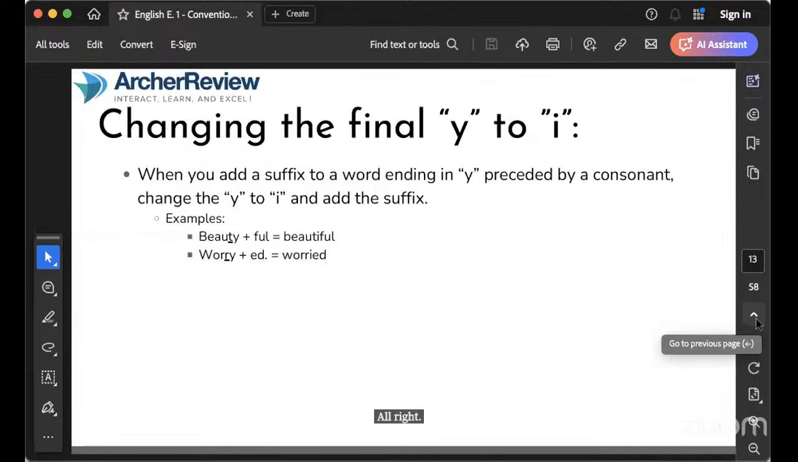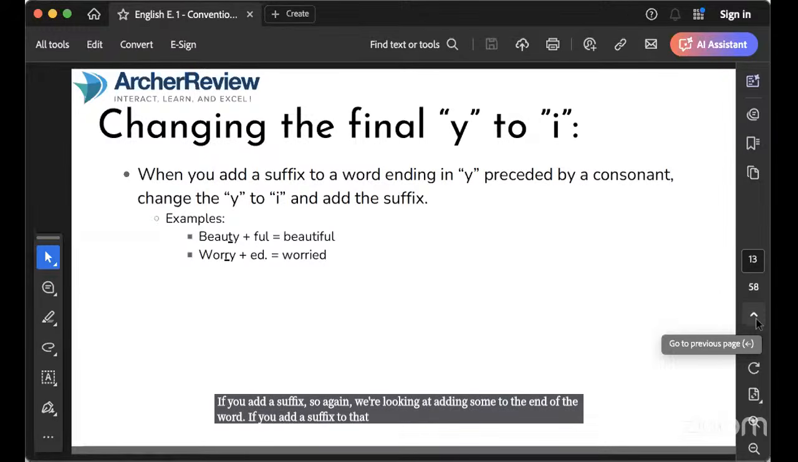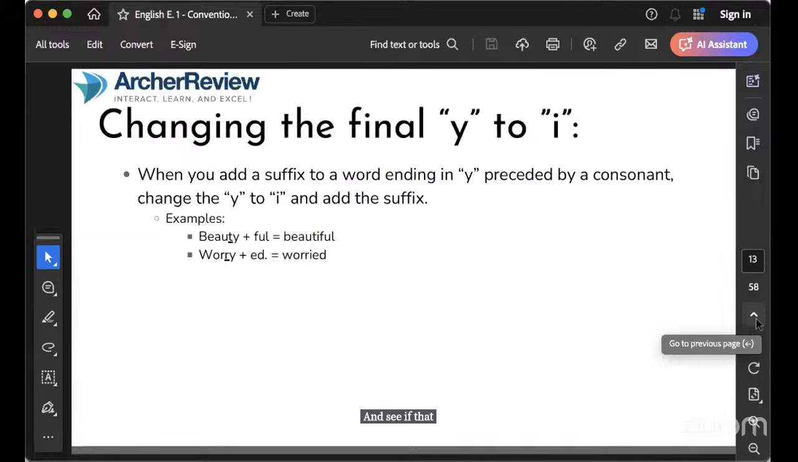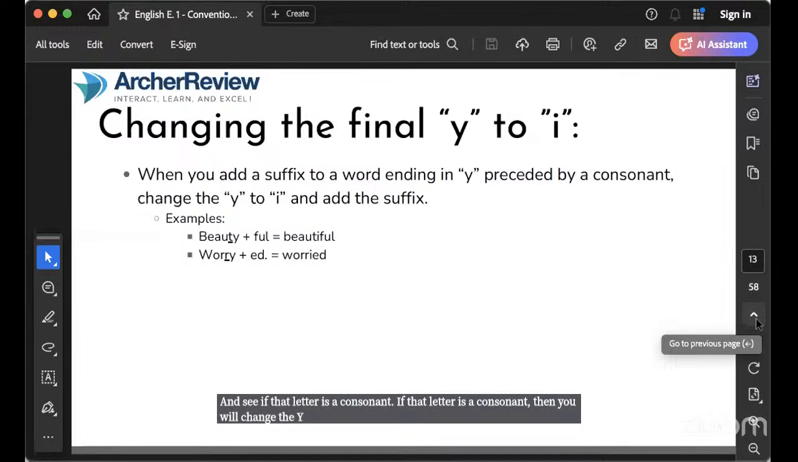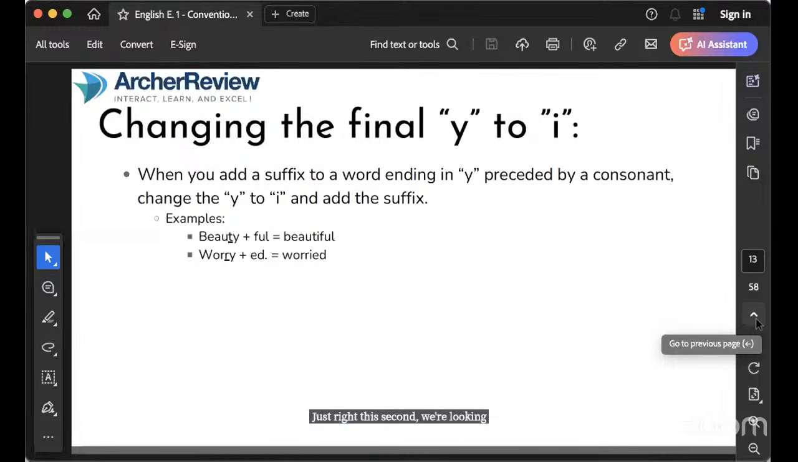So, changing the final Y to an I. When you have a root word that ends in a Y, if you add a suffix, so again, we're looking at adding onto the end of the word, this is where we got to go back and look at the root word a little bit more. You have to look at the letter that comes before the Y and see if that letter is a consonant. If that letter is a consonant, then you will change the Y to an I and then add on whatever the suffix is. We're not really worried about what letters the suffix starts with just right this second. We're looking at the letter that comes before the Y in the root word.